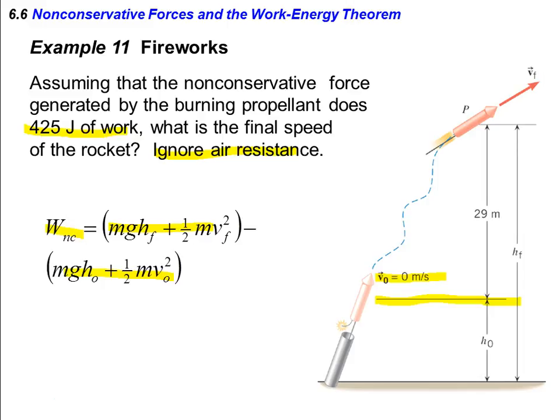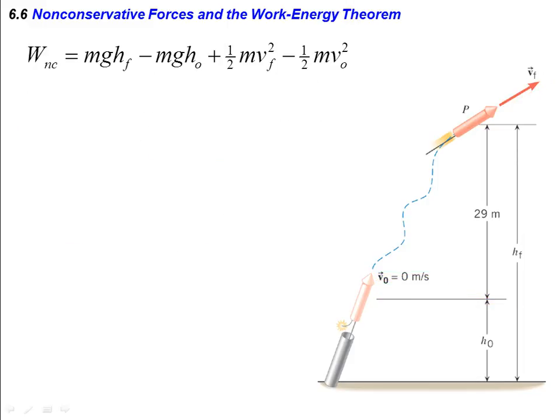And then it fires up 29 meters, and we're at some speed here. We want to find that final speed. Using our formula for non-conservative work and canceling out what we know is zero, such as this initial velocity, we can factor out this difference in height here times mg, which is going to give us our change in potential energy. And so notice, we just want the 29. We just want the difference in the heights.